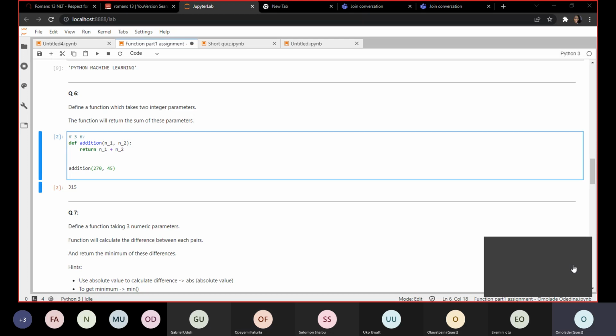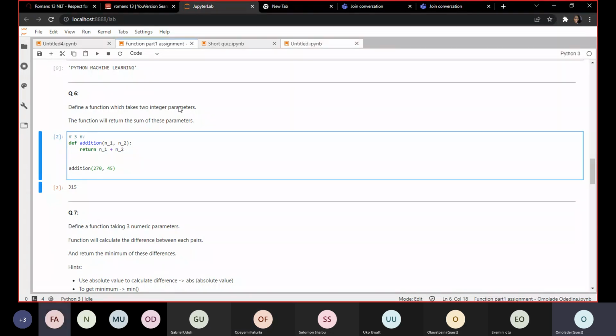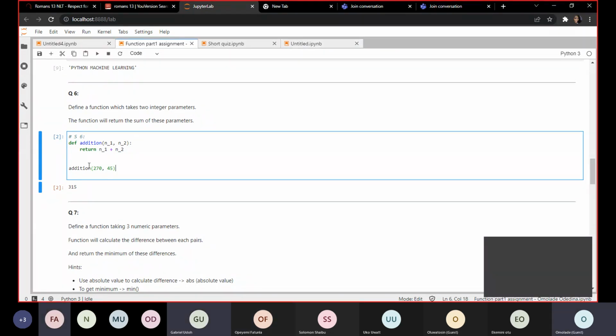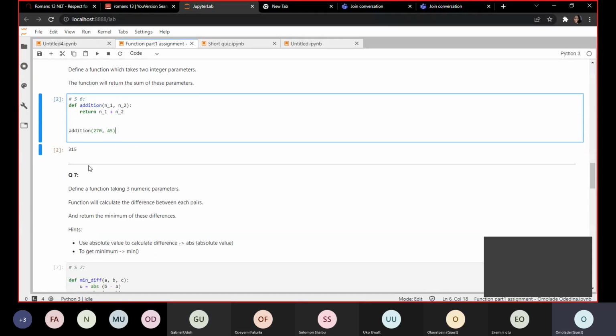Okay. All right. So you can still see my screen? Yes. All right, thank you. So now question 7. Define a function taking 3 numeric parameters. The function will calculate the difference between each pair and return the minimum of these differences.